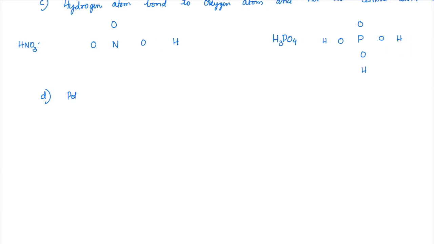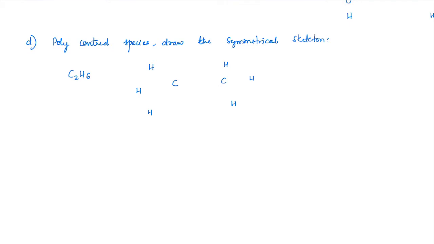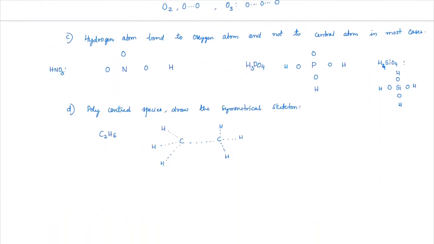Okay. So within the skeleton, the last rule you got to take care of is that if you have poly-centered species, draw the symmetrical skeleton. For instance, if you have C2H6, there are 2 centers and try to distribute 3 hydrogens equally on each, like this. So possibly there is a bond here, here, here, and here, here, here like this. Correct? So I'm trying to keep it as symmetrical as possible. I think the first rule is clear, how to write the skeleton.